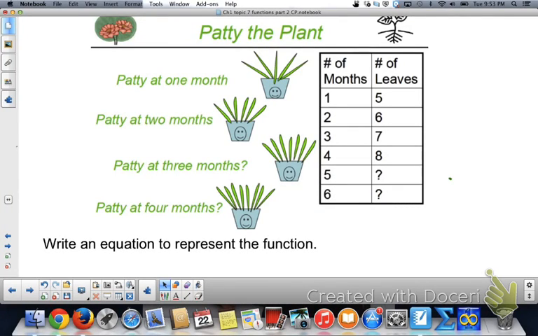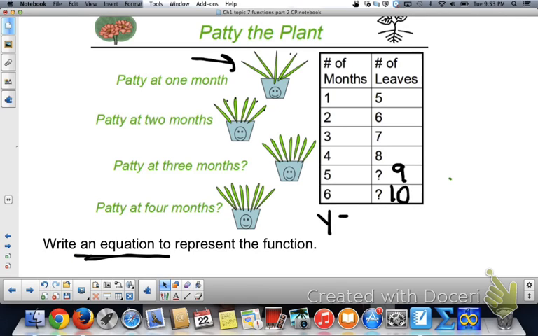Okay, Patty the plant. Patty at 1 month, you can see she has 1, 2, 3, 4, 5 leaves. At 2 months, 1, 2, 3, 4, 5, 6 leaves. 3 months, 7 leaves. 4 months, 8 leaves. How many leaves do you think there's going to be at 5 months? Yeah, 9. And how about 6 months? Yeah, 10. Okay, so when we look at this, write an equation.